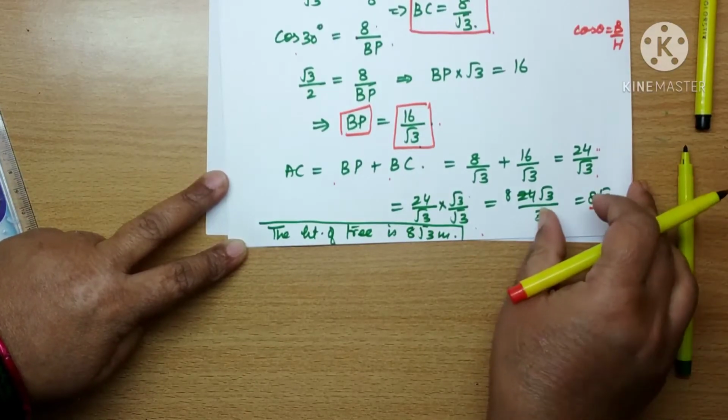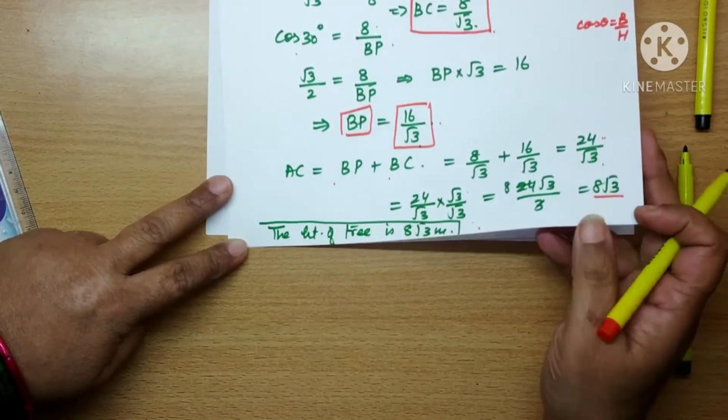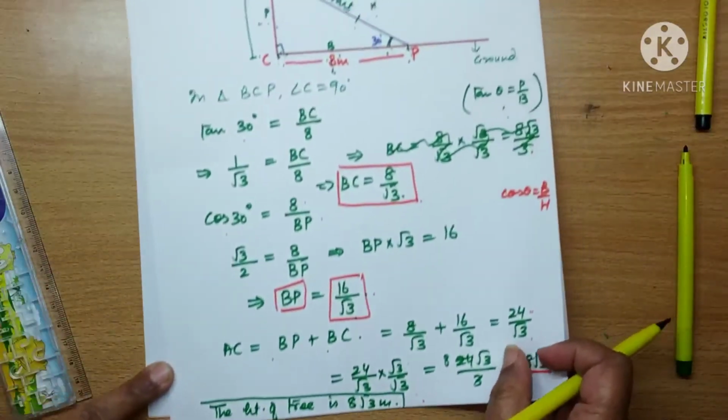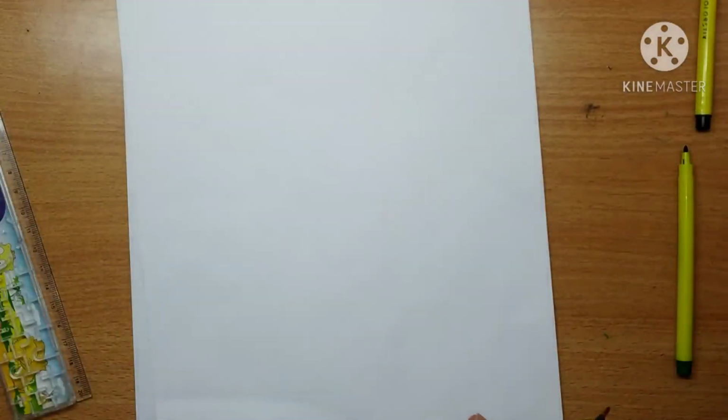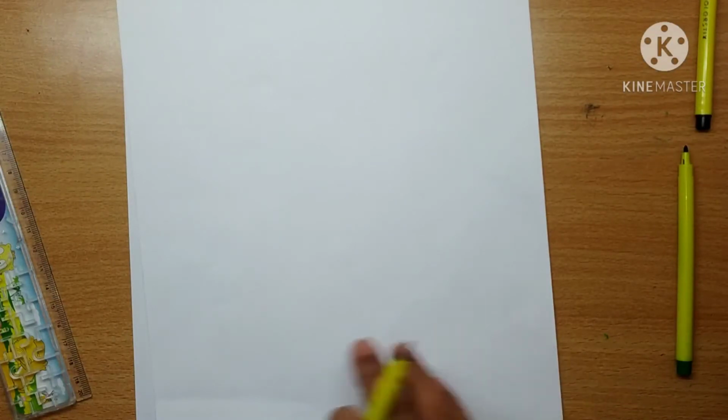So the answer statement is important. The height of the tree is 8 root 3 meters. I hope you understood this question. Now we are moving on to question number 5.